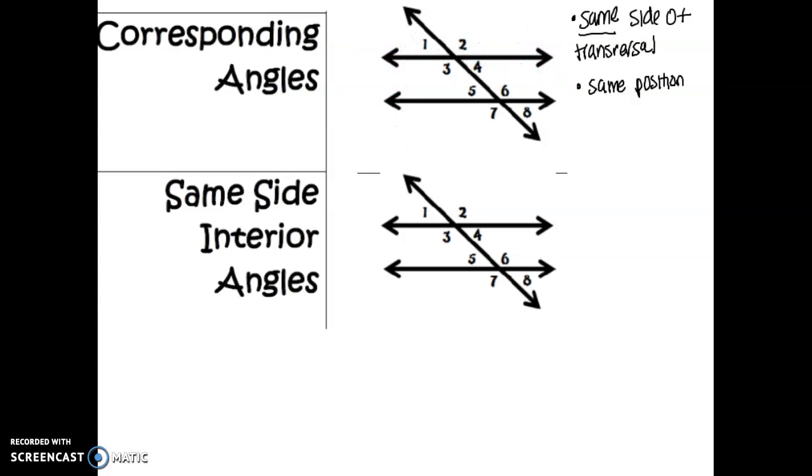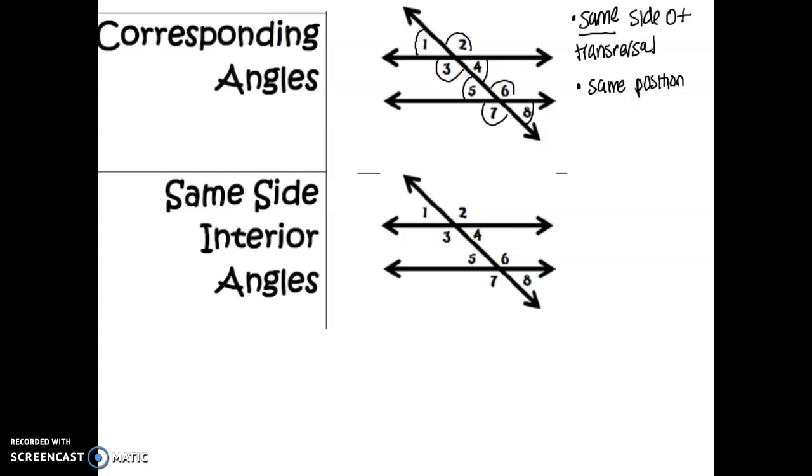So for example, if we did that, if we picked up this top parallel line and laid it on top of this bottom one, angle 1 and angle 5 would be directly on top of each other. They would be overlapping, as well as angle 3 and angle 7, angle 2 and angle 6, and angle 4 would be on top of angle 8. But if that is a little bit too difficult for you, you could just say same side of the transversal. Did I spell transversal wrong? I sure did. Write transversal properly on your paper.